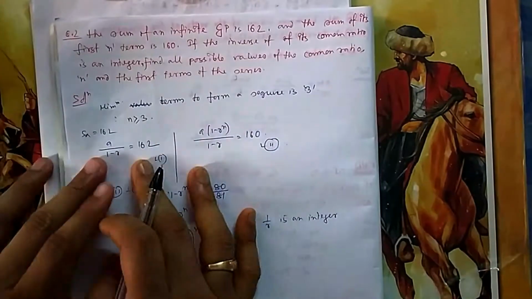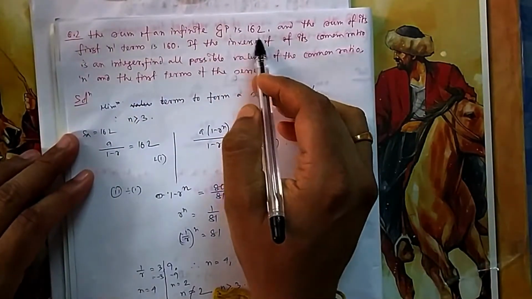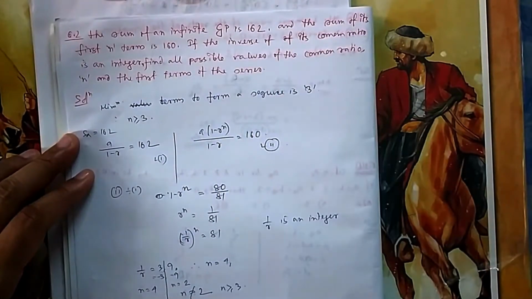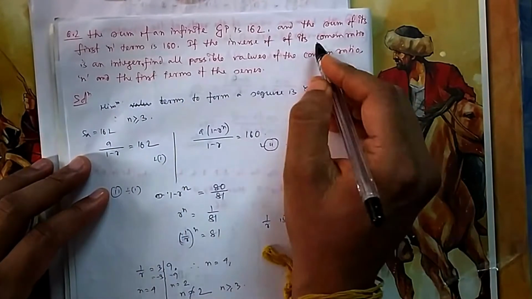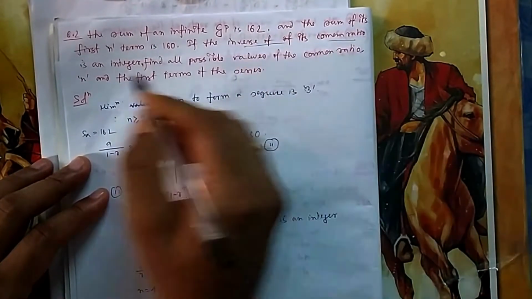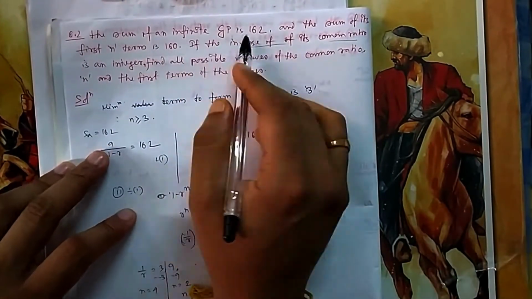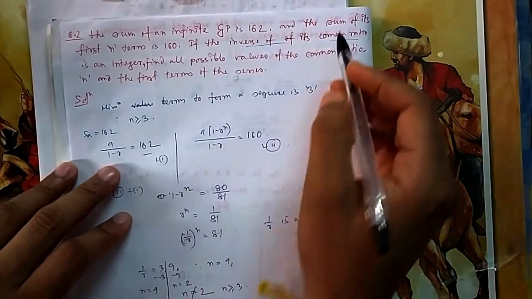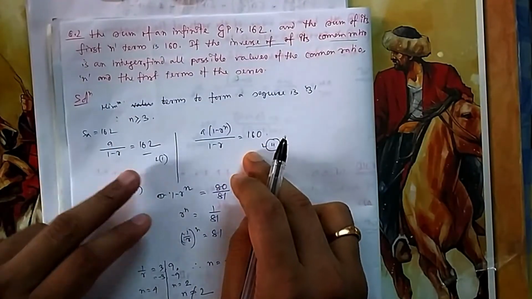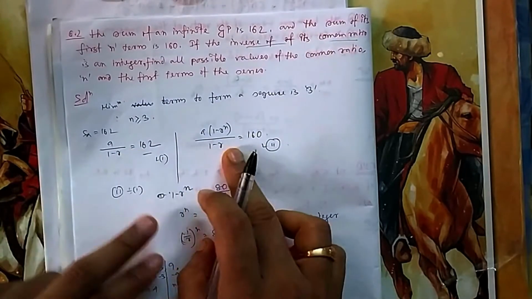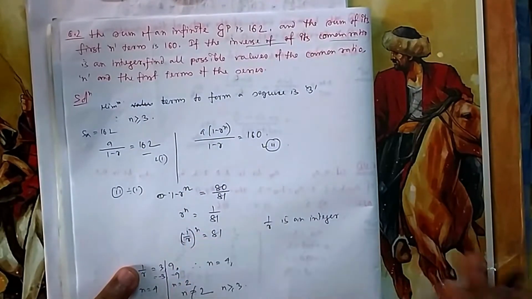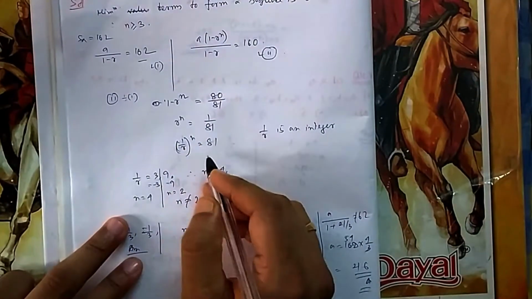Now in question number 2, the sum of the infinite GP is 162 and the sum of its first n terms is 160. If the inverse of the common ratio is an integer, you have to be careful, it is the inverse of its common ratio. So the infinite GP sum is this one and the sum up to n terms is this one, so these two are given. So a by 1 minus r you know already, you put it there, you will find (1 by r) to the power n is this one. That means (1 by r) to the power n is 81.